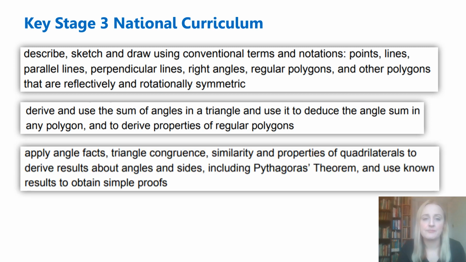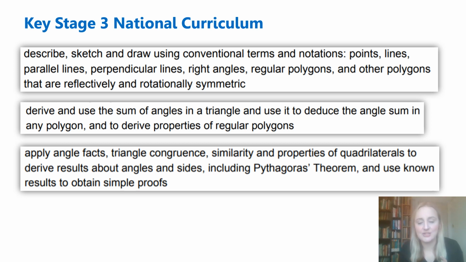And then the other mention of angles in polygons really comes here, where it's saying applying angle facts and properties of quadrilaterals to derive results about angles and sides, and that's linking in with other bits of maths. So really this is the only kind of specified thing that we have to teach, and as usual it's a little bit vague, but we get the gist of it. We basically need our students to know what the polygons are and to understand how to work with angles in polygons. Notice how there is no mention of the word tessellation.